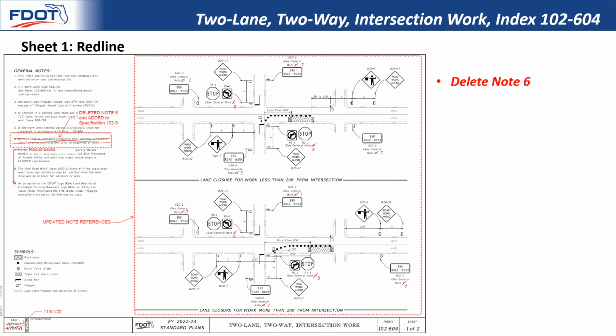I did want to point out something on one of our temporary traffic control indexes. Index 102604, the 2-lane, 2-way intersection. On this index, we deleted note 6. This note was added to specification section 102-9 to consolidate guidance to the contractor for temporary signal timing.